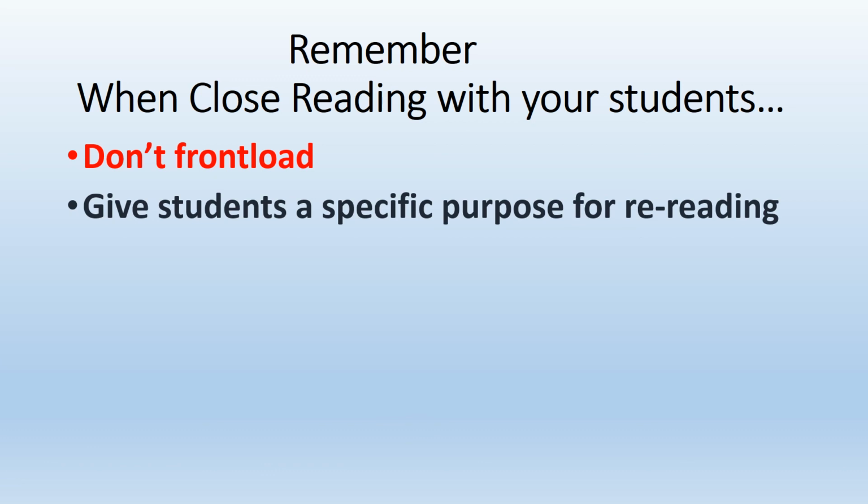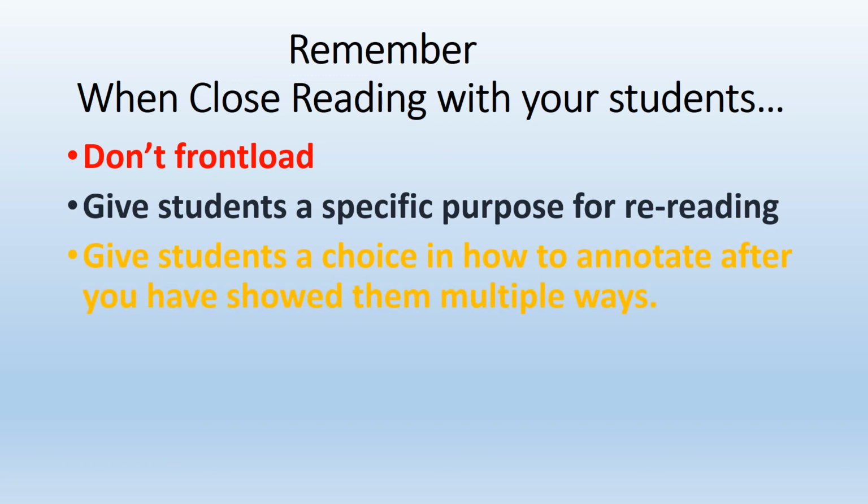Students should be given specific purposes for rereading. For our example, we read the text 3 times. Sometimes it'll be 2, and sometimes it might be more. What's important is that students have a very specific purpose every time they read the text. Giving students a choice of how to annotate their text is important. Make sure that the students have been taught the various methods first, and then allow the opportunity, when appropriate, to choose the best way for them to annotate the text. It's important that students have ownership of their own learning.